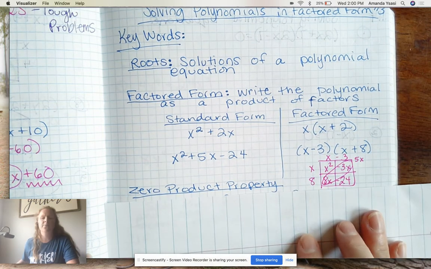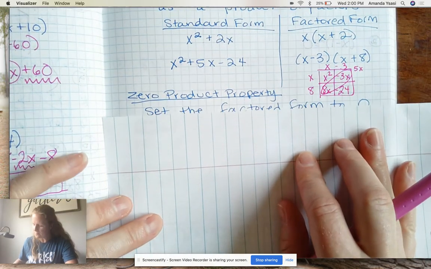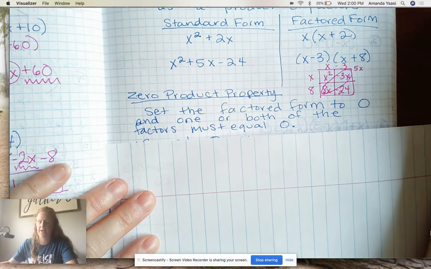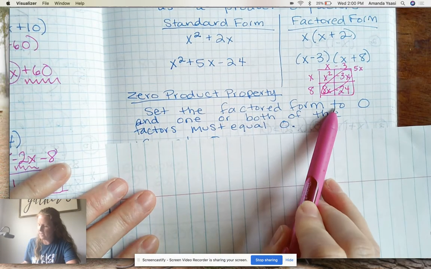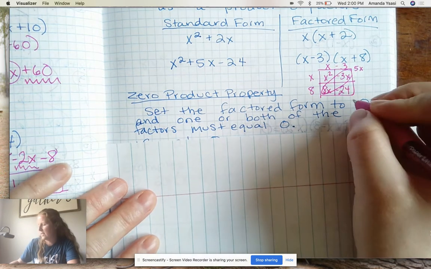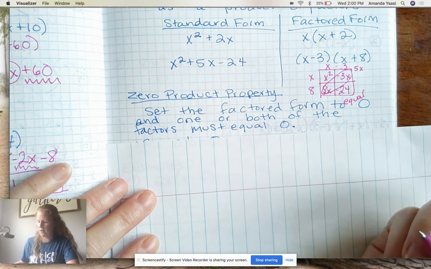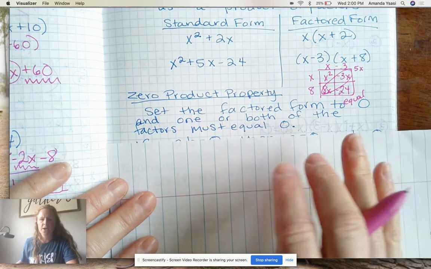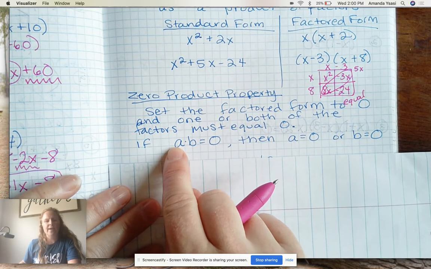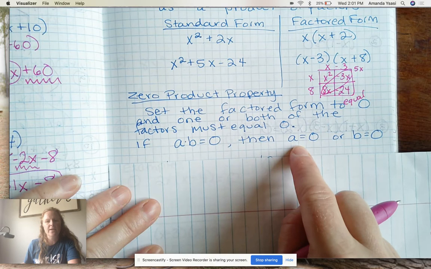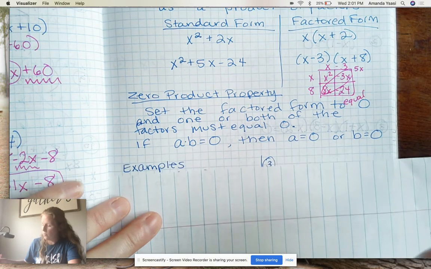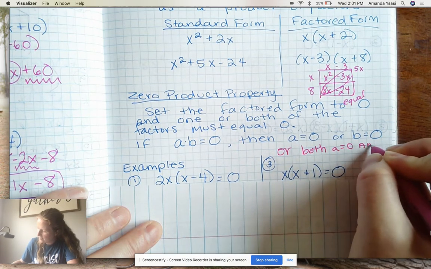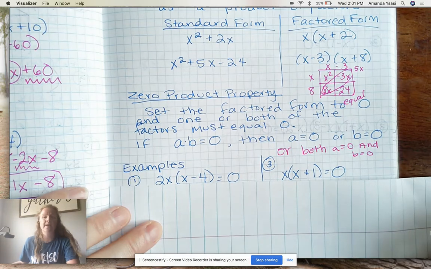Okay, the zero product property is next. When we solve equations, we are going to use the zero product property. We are going to set the factored form equal to 0, and one or both of the factors must be equal to 0. So if I say a times b equals 0, then either a equals 0 or b equals 0, or both a equals 0 and b equals 0, because that can happen also.